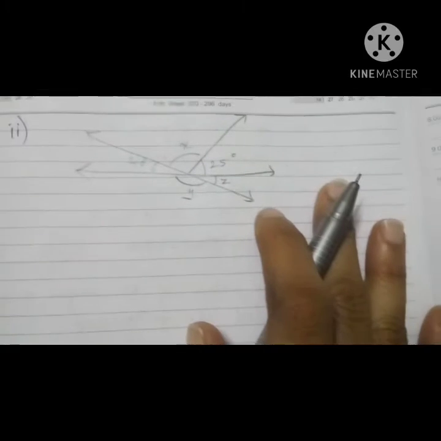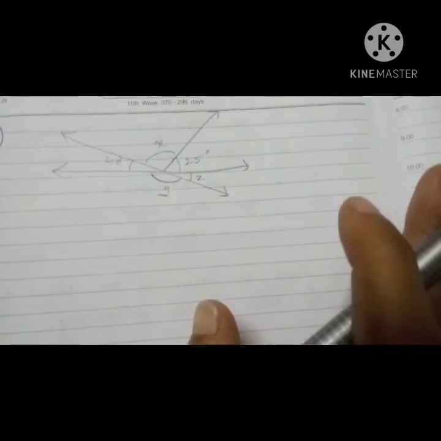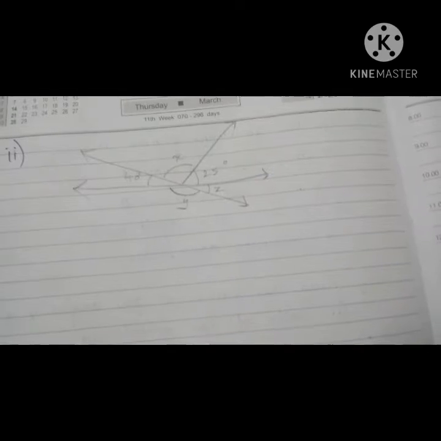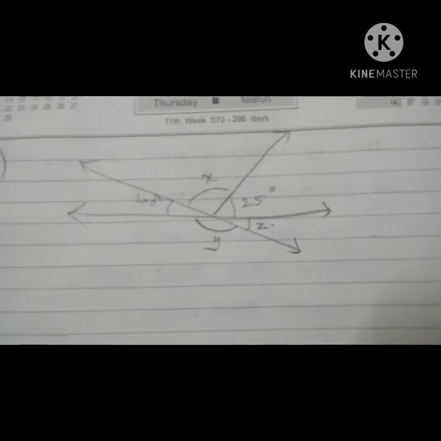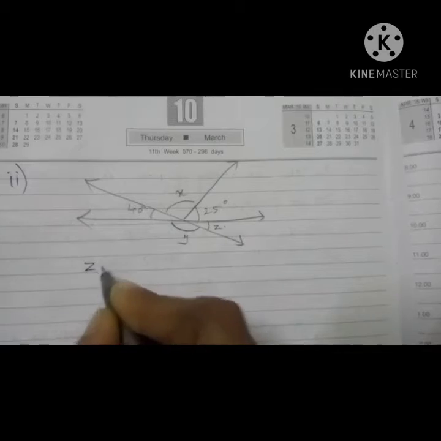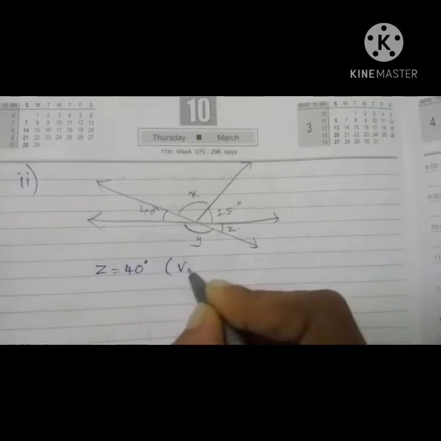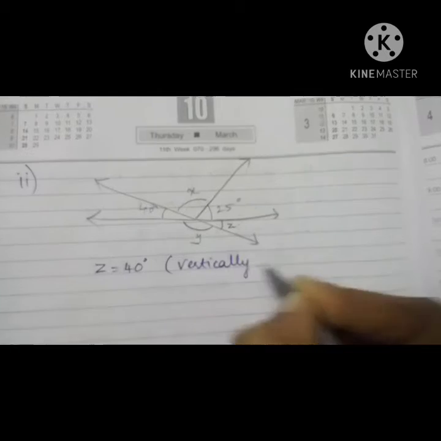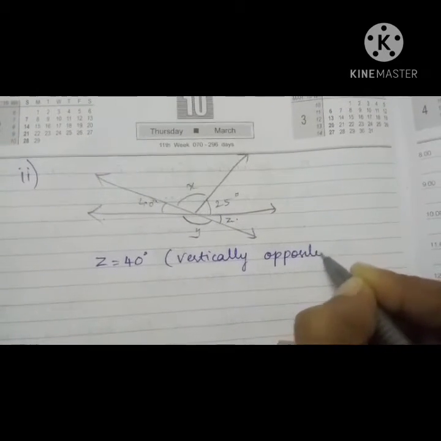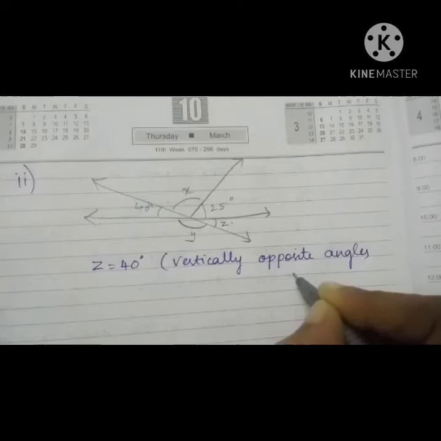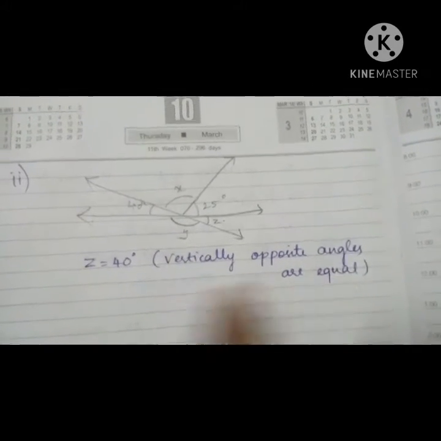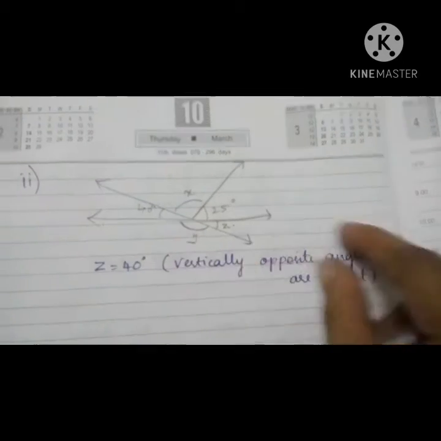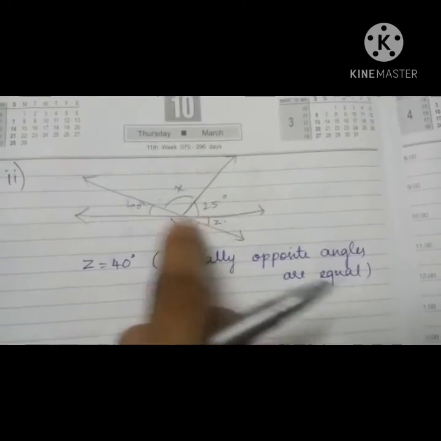Now we have to find the value of x, y, z. Okay, so here in this diagram, we can say that z is equal to 40. Why? Because they both are vertically opposite angles, right? So z is equal to 40 degrees because vertically opposite angles are equal. See, this statement is very much important. Not just writing this, you should write this wording also. Okay, z is equal to 40 degrees.